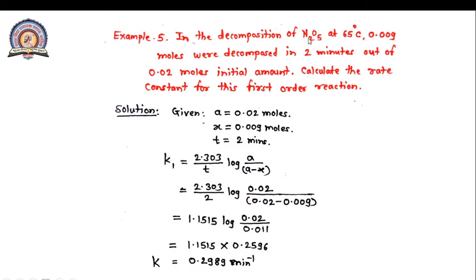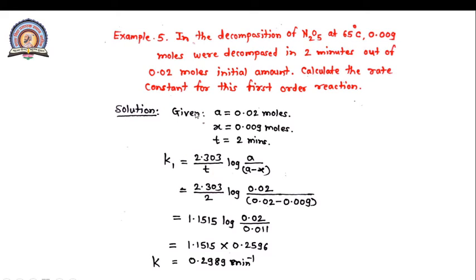Then the next problem: in the decomposition of nitrogen pentoxide at 65 degrees Celsius, 0.009 moles were decomposed in 2 minutes out of 0.02 moles initial amount. Calculate the rate constant for this first order reaction. Here 0.02 moles is the initial amount, and out of this 0.009 moles were decomposed in 2 minutes, and we have to calculate the rate constant for this first order reaction.